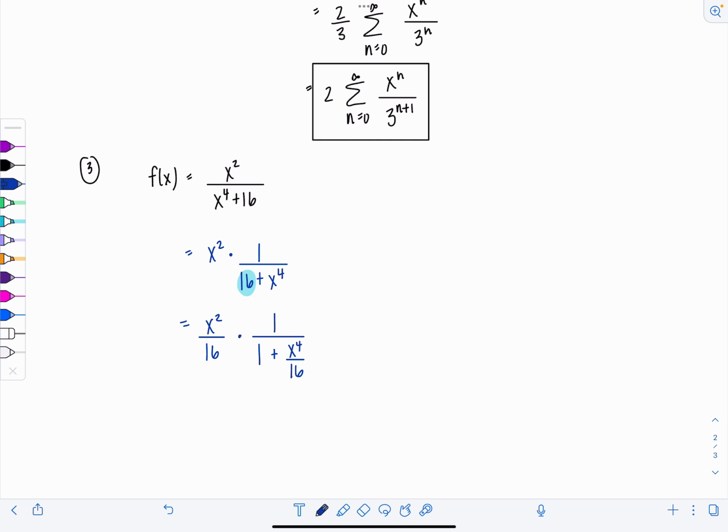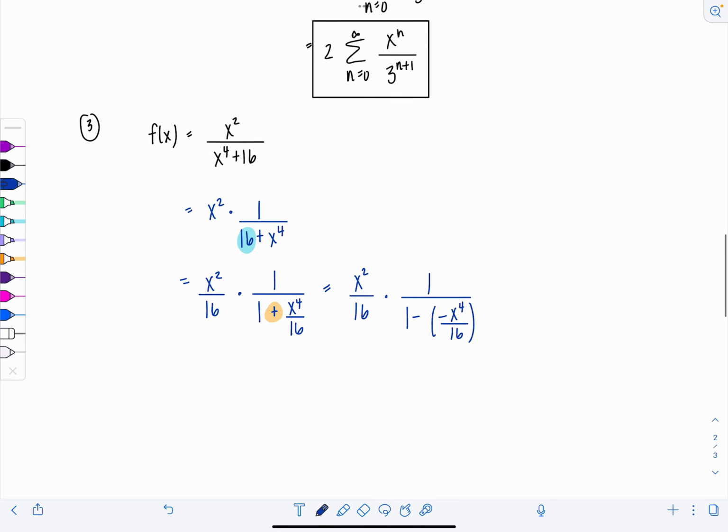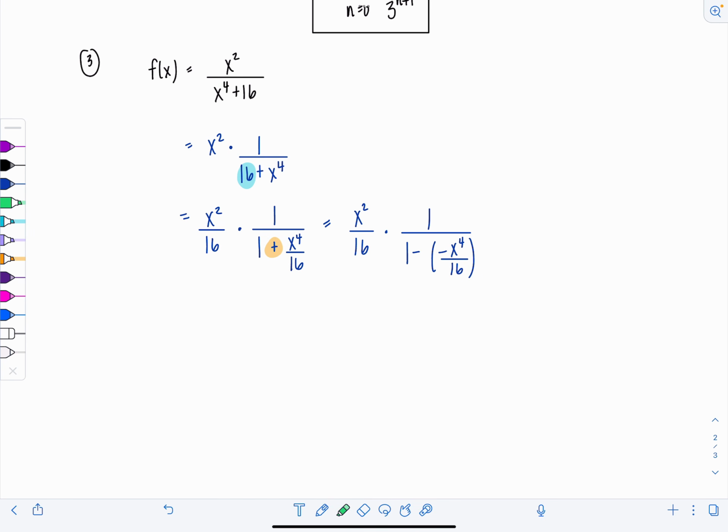Is this good? Can I write a power series? Not yet. Make that subtraction. So we have x squared over 16 times 1 over 1 minus negative x to the 4th over 16. Beautiful. Okay. So focus right here. This is your R. And then this stuff just hangs out, okay? x squared over 16, we'll deal with it later. Sum n equals 0 to infinity, negative x to the fourth over 16 to the n.